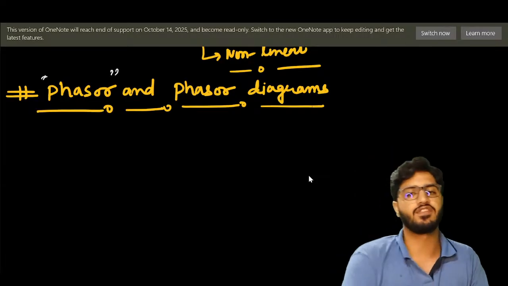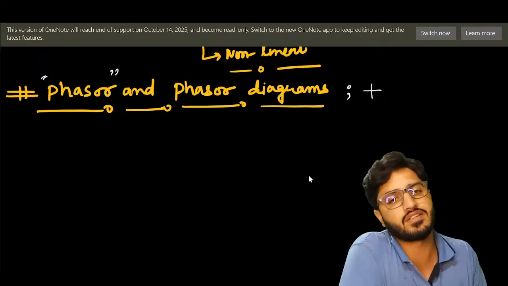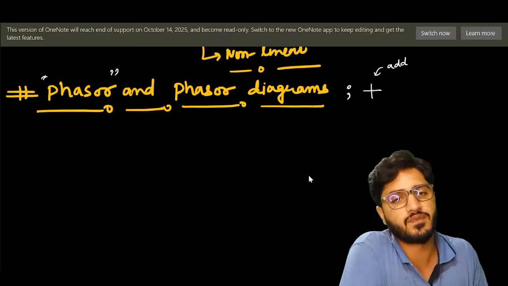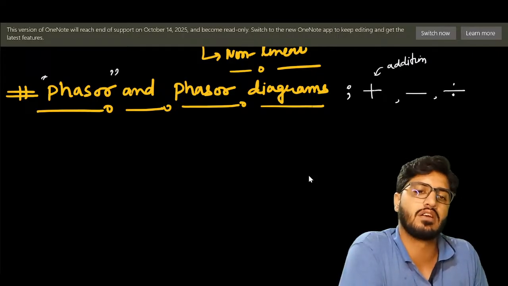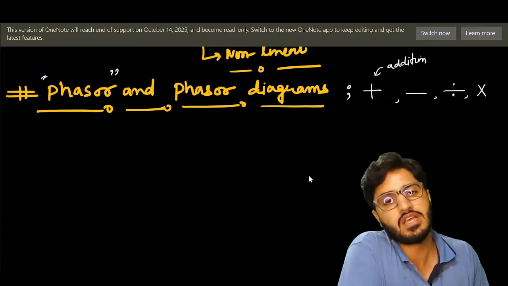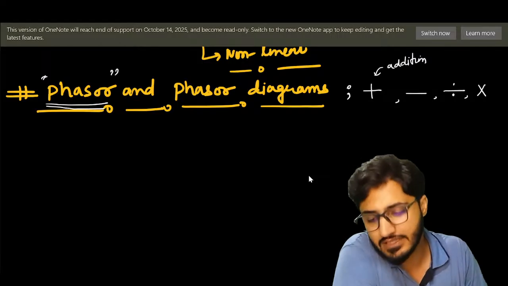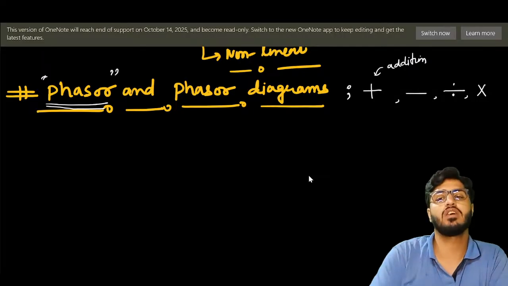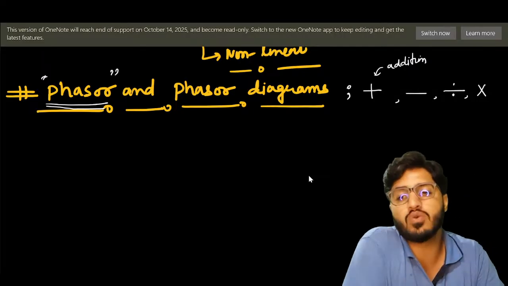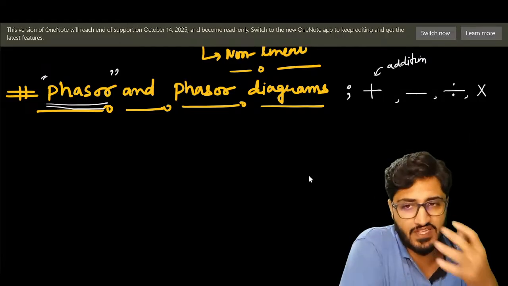Look, I will just ask you one question. What does this thing represent? Sir, this represents addition. What this represents is subtraction, division, multiplication. In the same way, we have one more mathematical tool, that is the phasor. Just like addition, subtraction, multiplication, division, we have one more tool, known as the phasor.